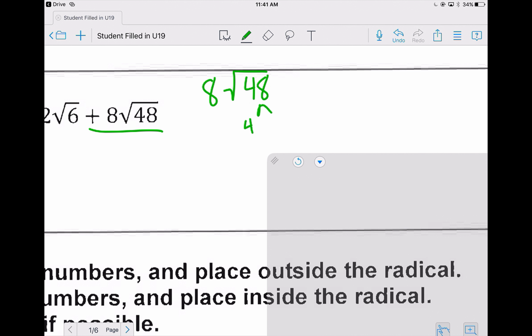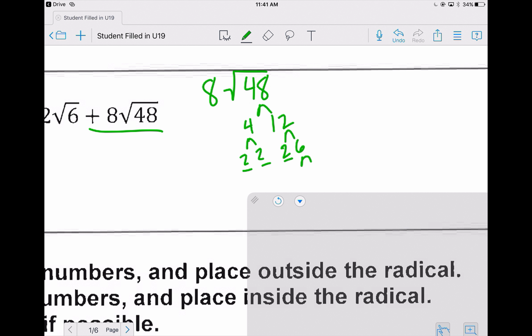So the square root of 48 is 4 and 12. 4 can be broken up into 2 and 2. 12 can be broken up into 2 and 6. 6 can be broken up into 2 and 3. So I have 2, 2, 2, 2, and 3.